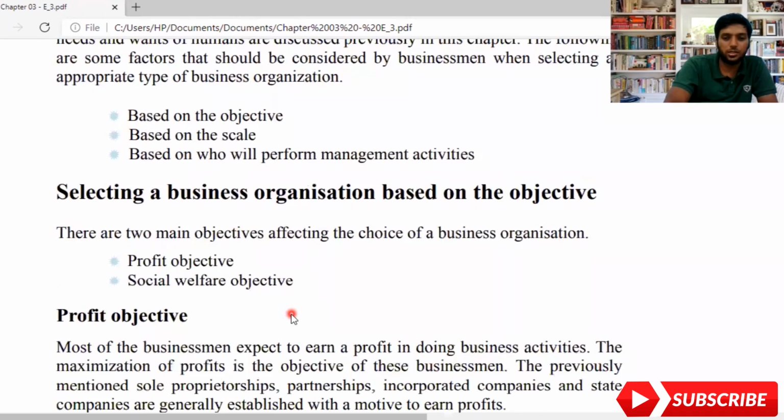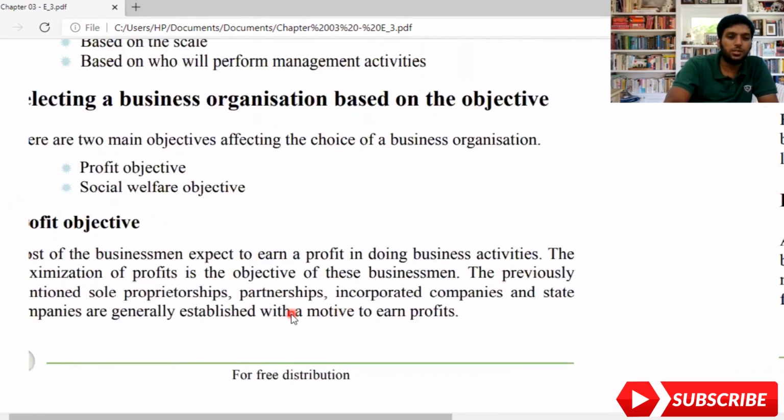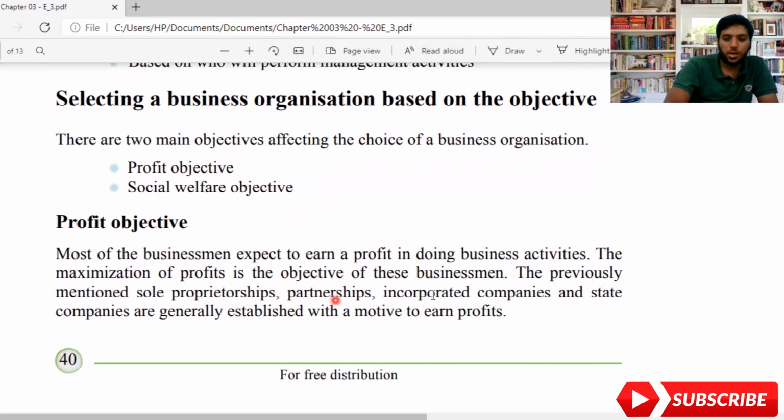Selecting a business organization based on objective. There are two main objectives: profit objective and social welfare objective. Profit means you are trying to make a profit out of it. A few organizations come under the profit objective. Proprietorship, partnership, incorporated companies, and state companies are generally established with the profit motive to earn profit.